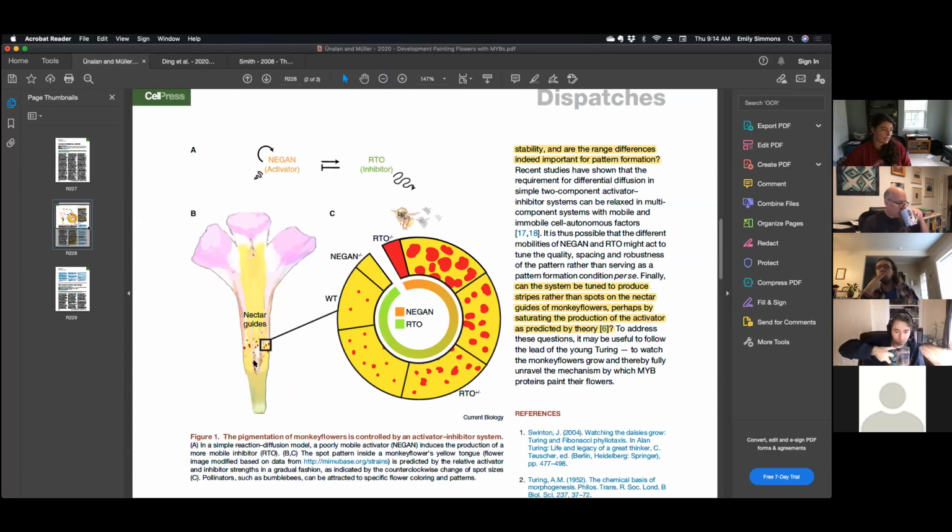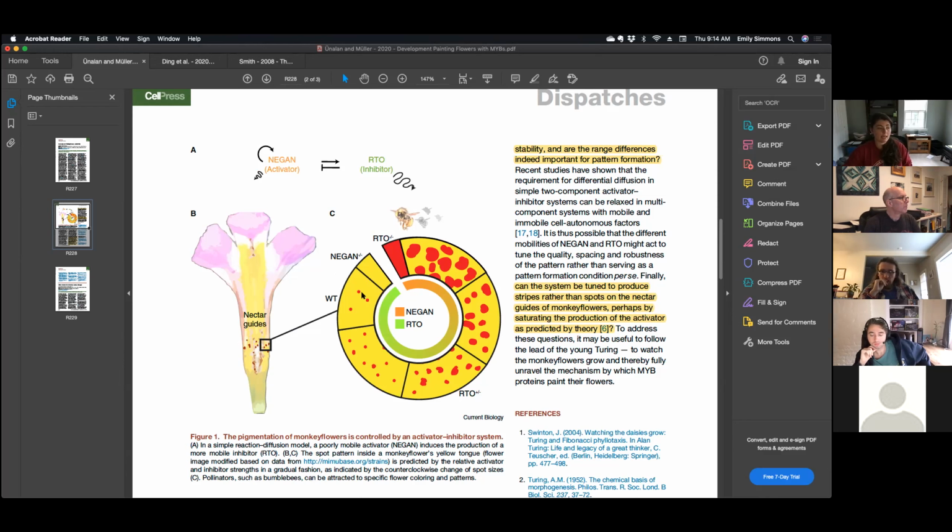So then this figure is going over the nectar guides again. I should have just pulled up this figure. I forgot that this was here actually. So we are looking specifically at the spotting pattern in the nectar guide. And when we have a mutant which causes the activator to not be present at all, you can imagine that if the activator is what's causing the pigment, the red pigment, if there's no activator, then there won't be any red pigment.